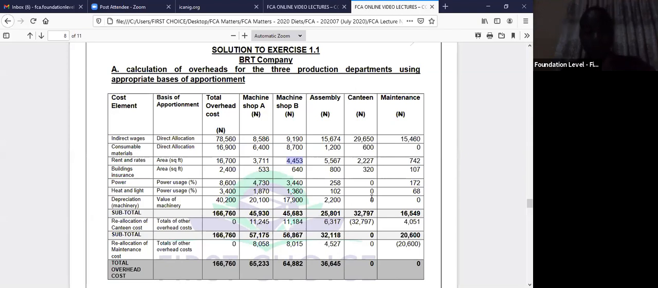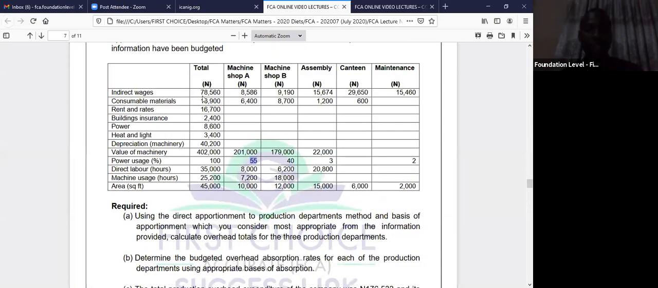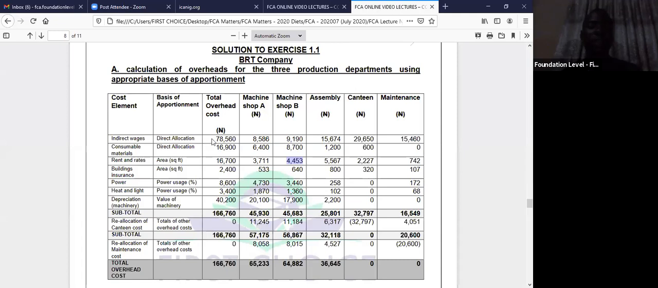Now that we've done that, you look for your subtotal. Your subtotal is when you total from indirect wages down to depreciation of machine. Add them together, you're having 166,760. You also add the other columns together, you get their figures. The important thing is, if you sum machine A, machine B, assembly, down to maintenance, it should give you this 166,760, which is your total.